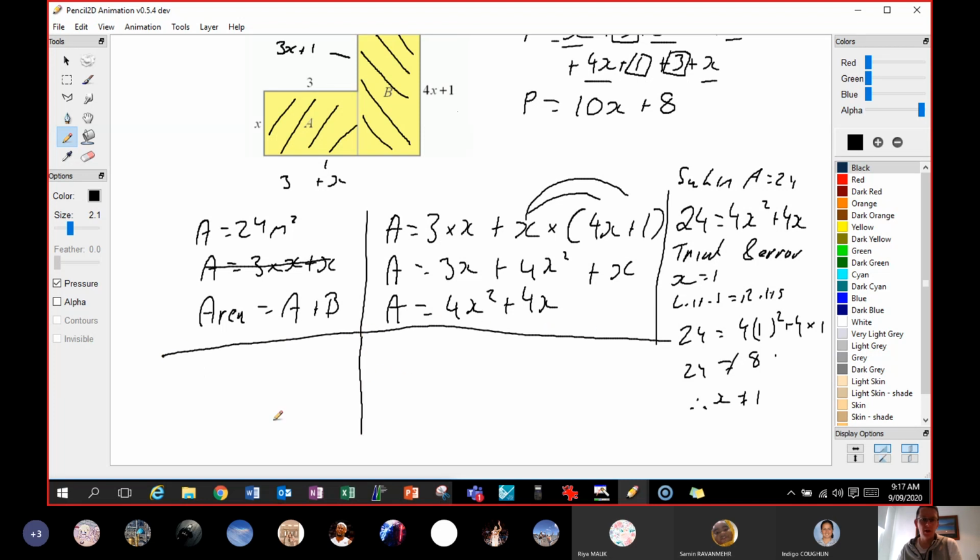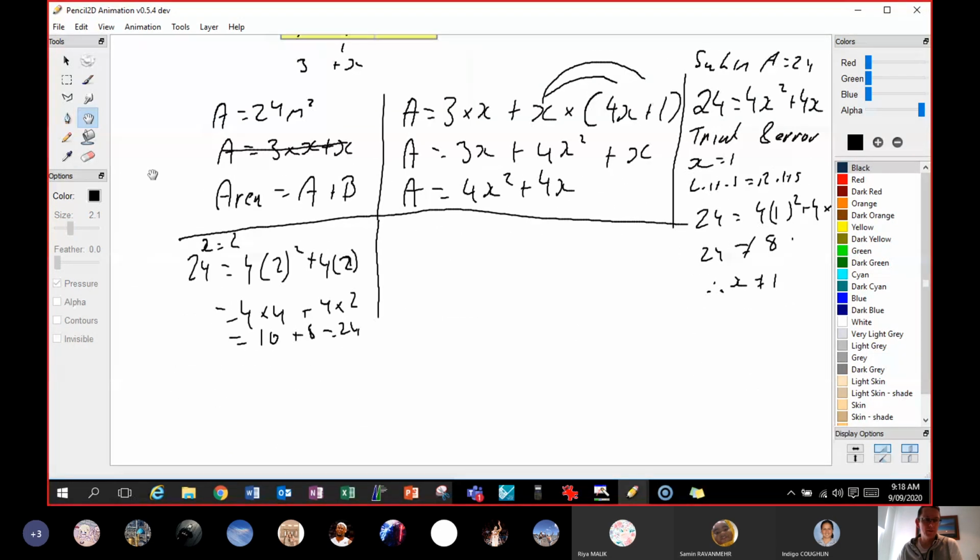Then you might try the next number up. So we're going to try x equals 2. 24 equals 4 times 2 squared plus 4 lots of 2. Remember, with BIDMAS you do indices first: 4 times 4 plus 4 times 2. That's going to be 16 plus 8, and that equals 24. I shouldn't have written equals 24 earlier; it's 16 plus 8, sorry, equals 24. So 24 equals 24.